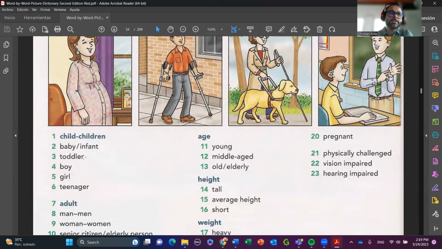Toddler, well, it's a kid that may be a boy or a girl, I would say between one and three years old. That can be a toddler. And then you have a boy, you have a girl, teenager, etc.